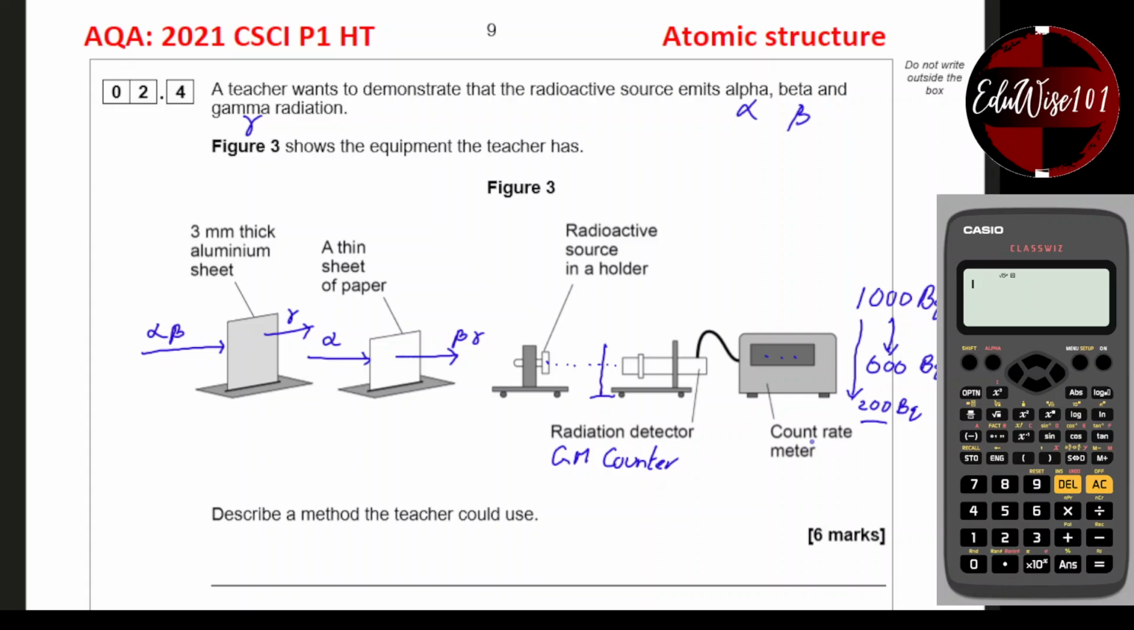So what the teacher can do is do this step by step. First, put the thin sheet of paper in front of it, record the count rate, right? And then replace it with the aluminium sheet. And then they would have to repeat it about 2 or 3 times, because remember, radiation or radioactive decay is a random process. So how would you write an answer for this 6 marks? So let me show you a model answer.